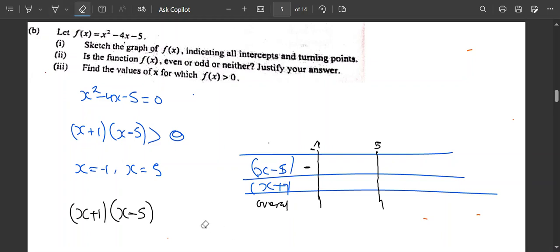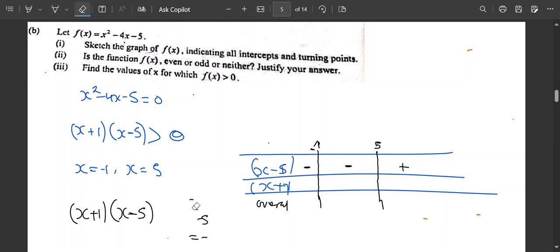Again, I can test using the numbers that are in between. I can put 0 if I want, because it's in between these. So I'll put 0 where there is x, so 0 minus 5. You see, the overall sign is negative, so I'll put a negative there. Then if I want a number that is greater than 5, I can put 6 there. So if I put 6, it will be 6 minus 5, which will give me a positive number, because it will be 1, which is positive.